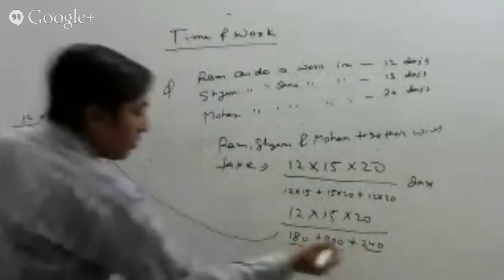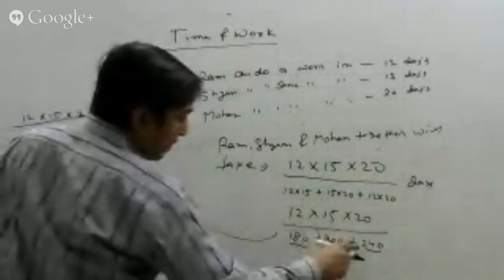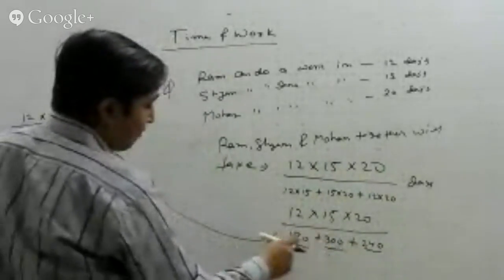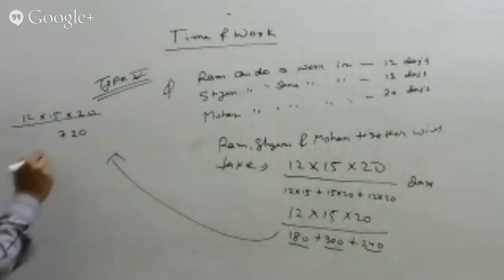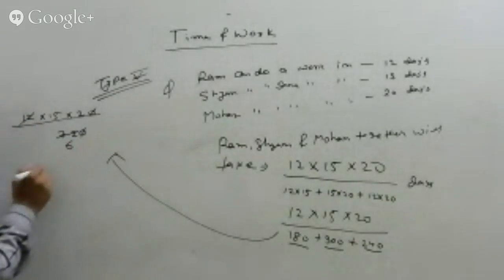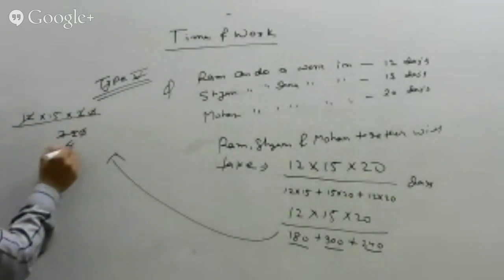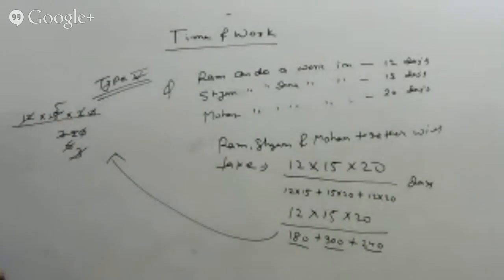Cancelling common factors, 12 sixes are 72, 2 threes are 6 and 3 fives are 15. So Ram, Shyam and Mohan working together will take 5 days to complete it.